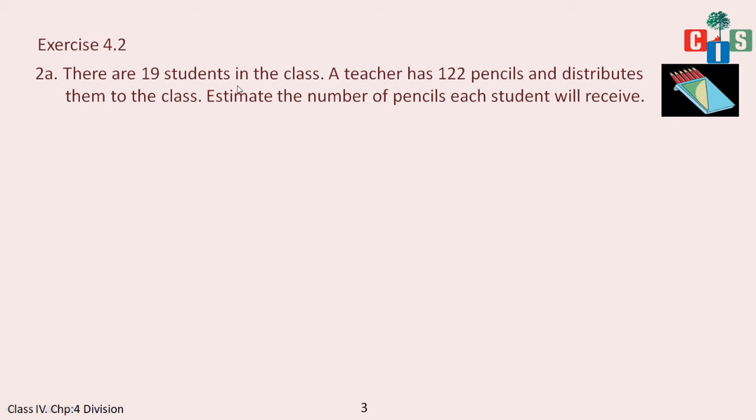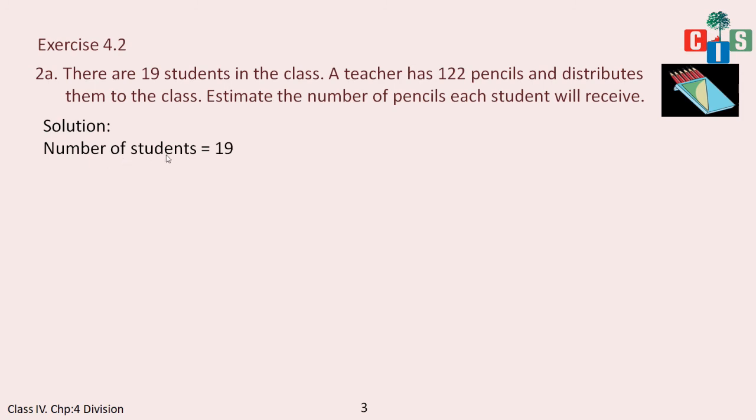There are 19 students in the class. And a teacher has 122 pencils and distributes them to the class. Now, 122 pencils are to be distributed among 19 students in such a way that each student gets an equal number of pencils. Fine. So you have to find the number of pencils for each student, and that's how you come to know that this sum is from the division. Okay. And it is written that estimate. So what does estimate mean? Approximately. Yes.